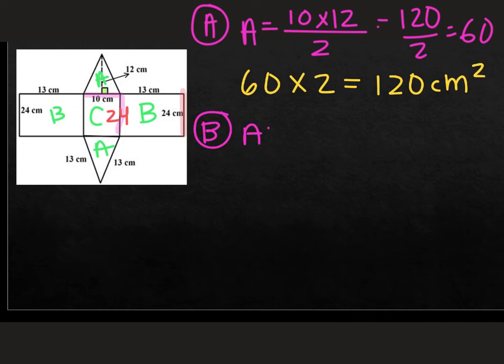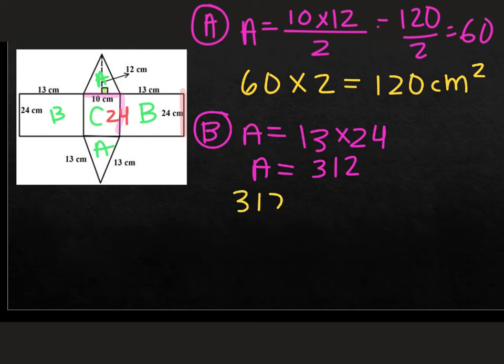And then we can move on to shape B. Shape B was a rectangle, so base times height. Base was 13 times our height, which was 24. 13 times 24 is 312. We do have two shape Bs, so we need to do 312 times 2 to get 624.